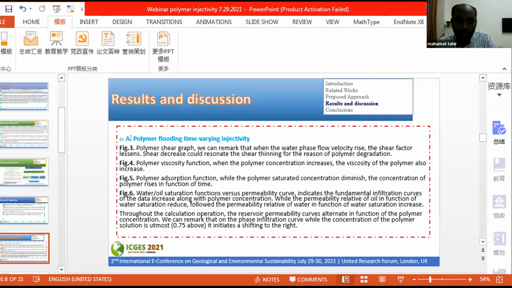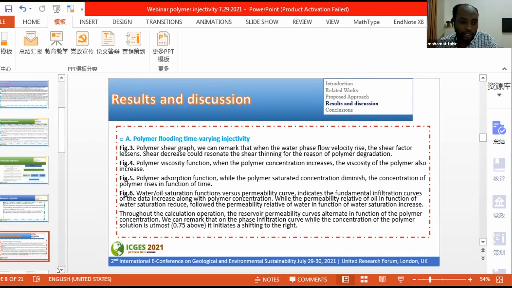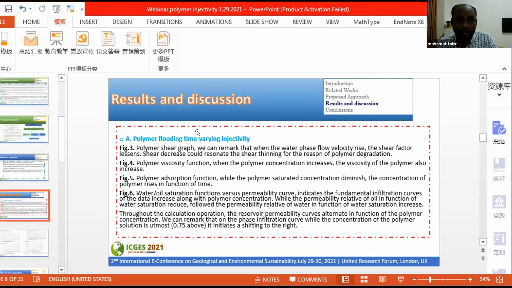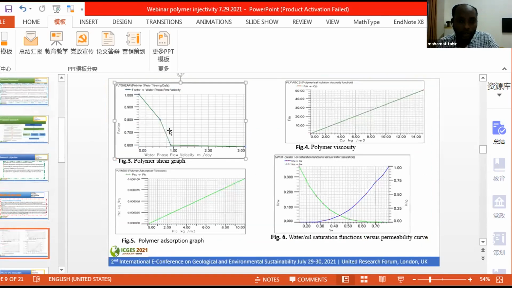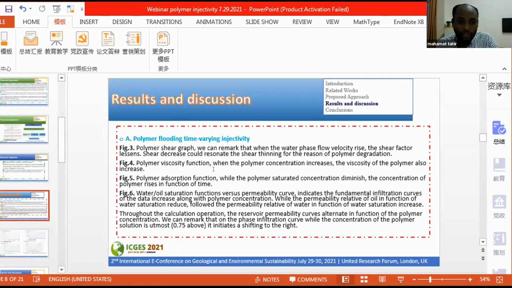Here, the first case, based on our first figure, which is the time-varying injectivity, we have the polymer shear effects when the water phase velocity rises. We can see exactly in our figure 3 here. When the water phase increases as a function of shear velocity, the viscosity is completely decreasing. While in our first figure, we could see the polymer viscosity: when the concentration increases, the viscosity of the polymer also increases.